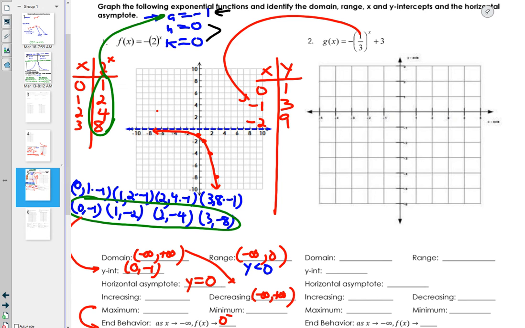Now I have some points to work with. So let's do the same thing we did last time. Let's identify A, H, and K. What's A here? Again, negative 1. What's H? 0. What's K? So what transformations are going to have an effect here?